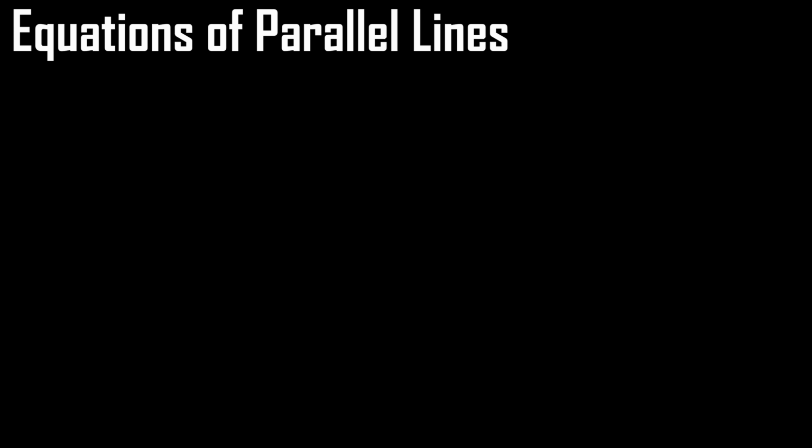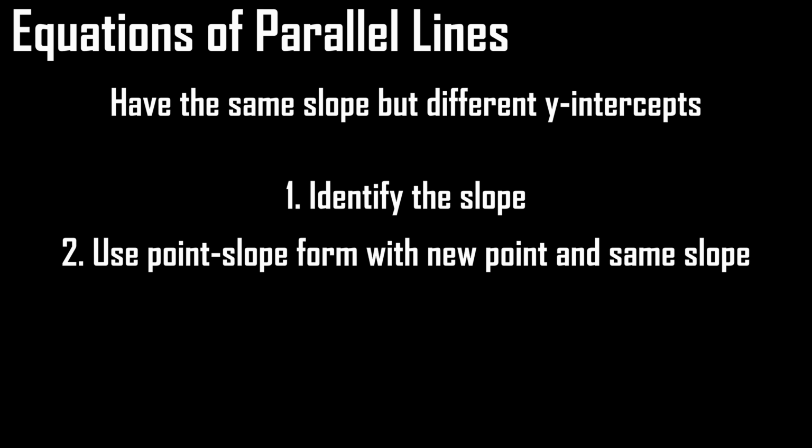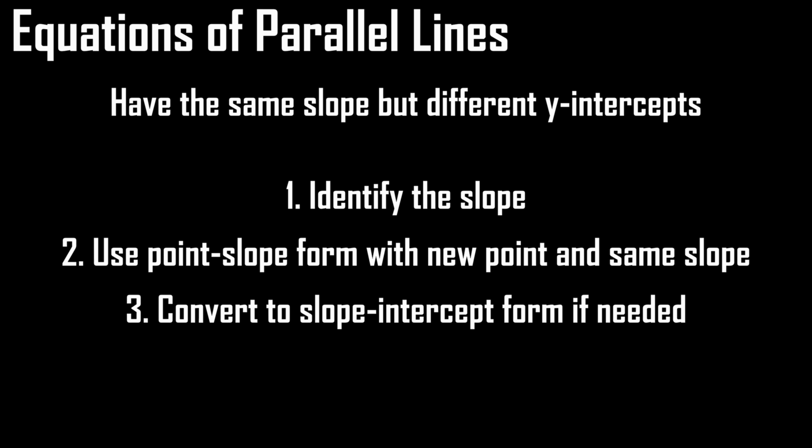Now let's talk about finding equations of parallel lines. Parallel lines have the same slope but different y-intercepts. And there are 3 steps we're going to follow. Step 1 is we're going to identify the slope. Step 2 is we're going to use point slope form with the new point and the same slope. And step 3, we can convert to slope-intercept form if we need to.